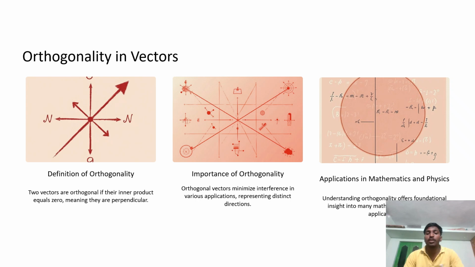Second, importance of orthogonality. Orthogonal vectors minimize interference in various applications, representing distinct directions. Application in mathematics and physics. Understanding orthogonality offers fundamental insight into mathematical and physical applications.